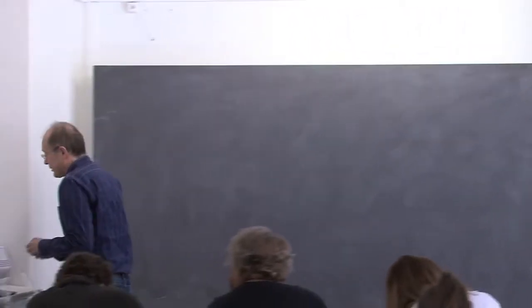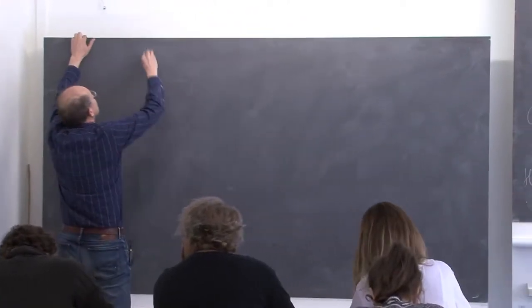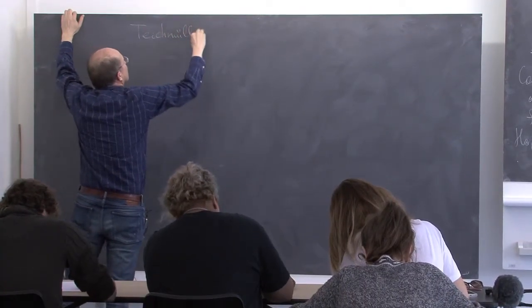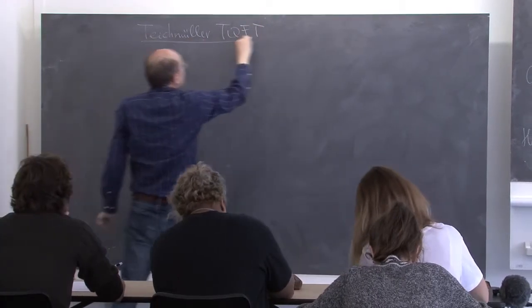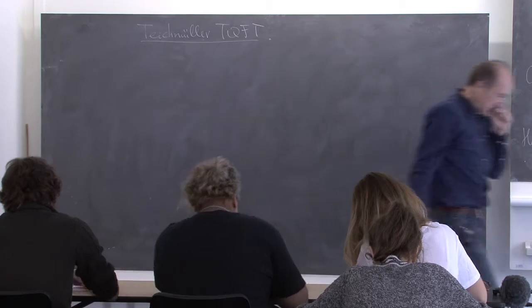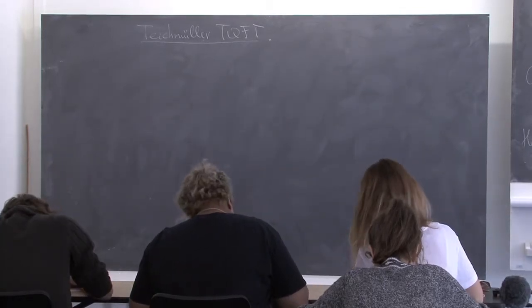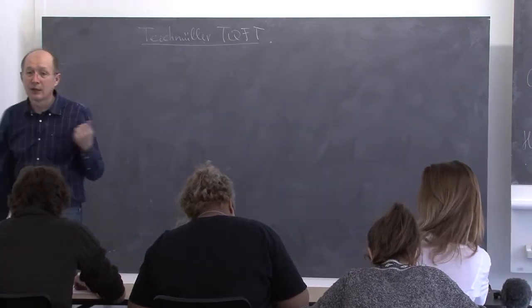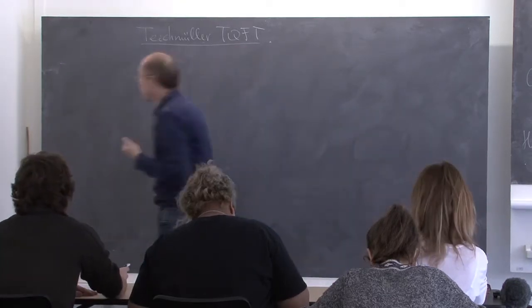Okay, so this is the last chapter of our course, which is called the Teichmüller TQFT. And to construct this TQFT, we have to know a little bit more about the Faddeev quantum dilogarithm than we know. Apart from the properties we know already, we need to know more.